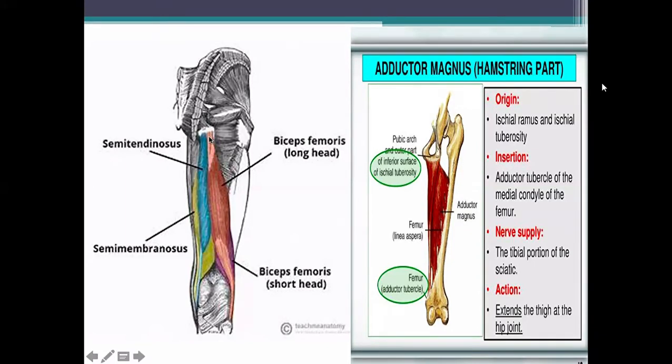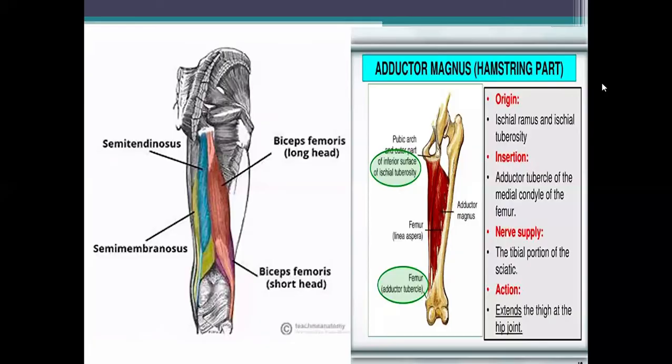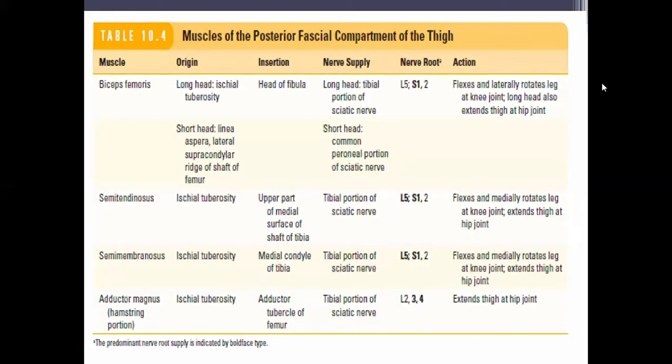These muscles originate from the ischial tuberosity. The adductor magnus also has a hamstring part, which also originates from the ischial tuberosity. The blood supply comes from the branches of the profunda femoris artery, which is a branch of the femoral artery. The nerve supply is from the sciatic nerve. These are the muscles of the posterior fascial compartment of the thigh.